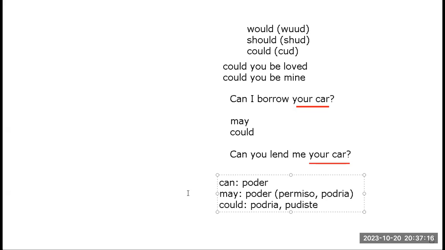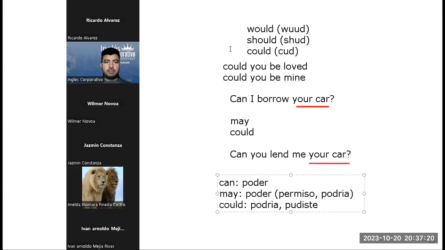So that's it, the explanation about can, may, and could, right? I don't know if you have some other questions, Ricardo, or any other point. Yes, thank you, teacher. You're welcome. Bien, espero que haya despejado un poquito.